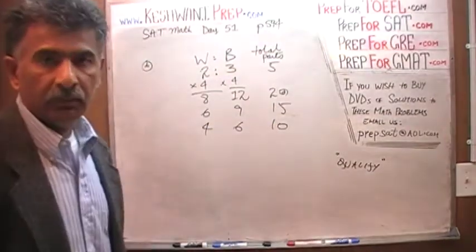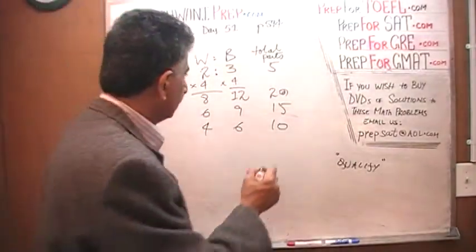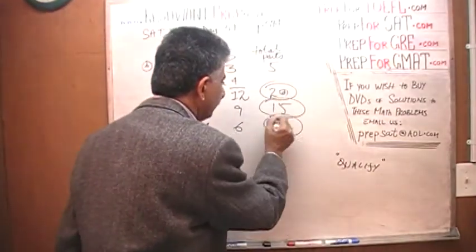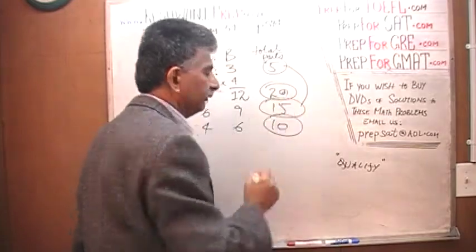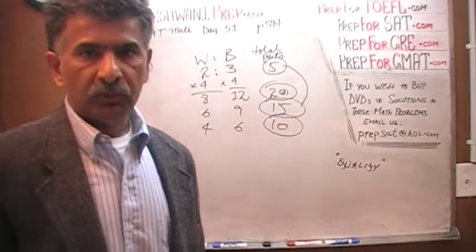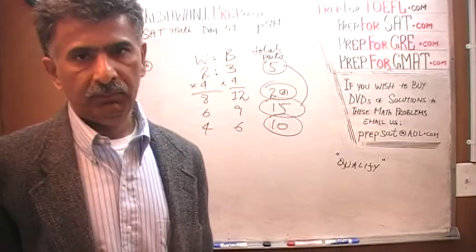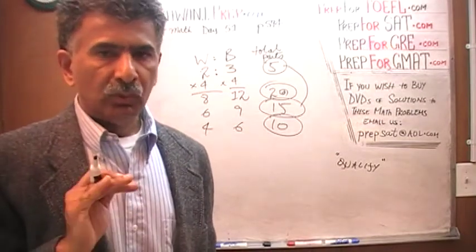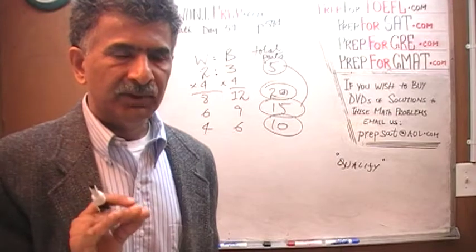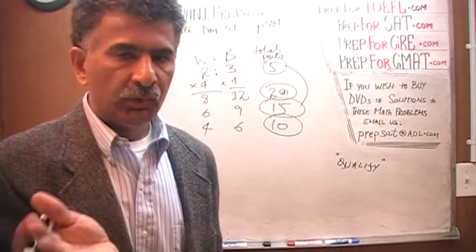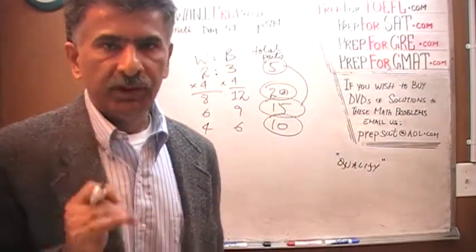What do you notice? What we notice is that the total always has to be a multiple of 5. Because 5 is the total number of parts, therefore the total number of x has to be divisible by 5. And that's all. Total number of x cannot possibly be some number that cannot be divided by 5, because you won't be able to break it up into 2 in the ratio of 2 to 3.